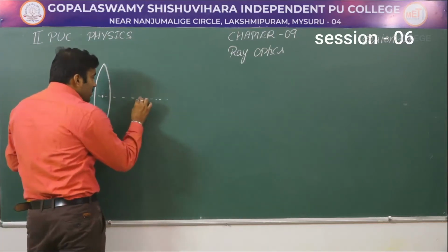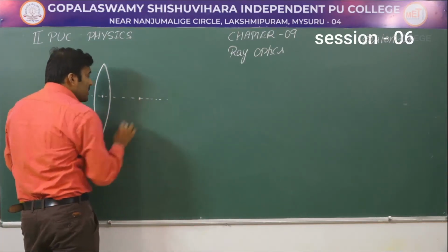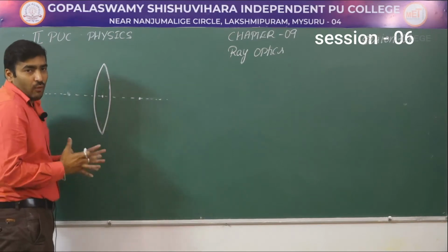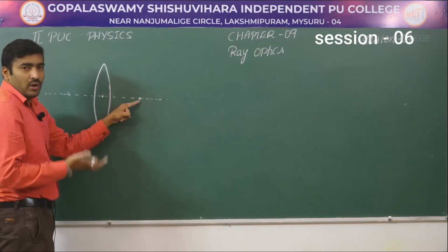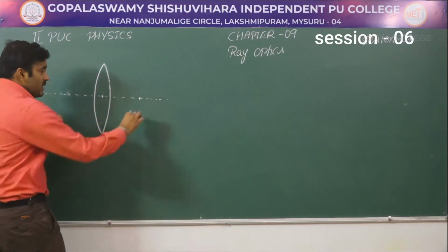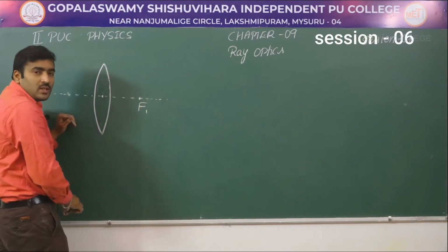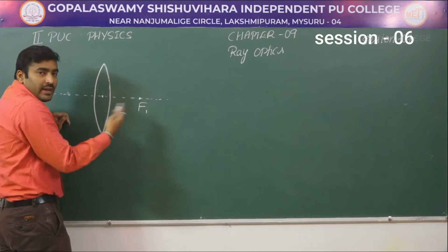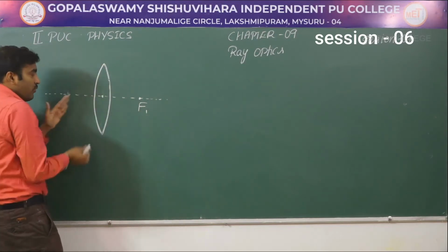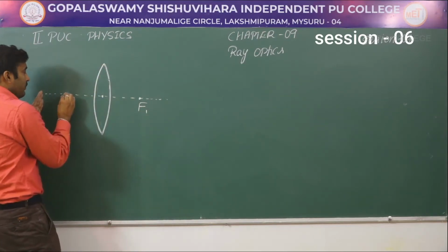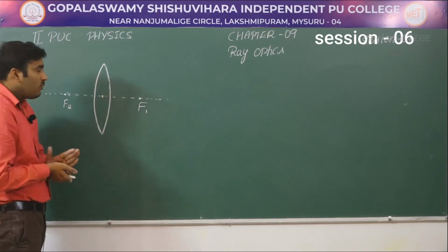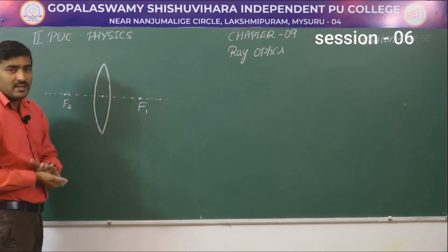Now this point is the first focal point, or focus. It's the first focus towards the right side of the lens. Let me say this is F1, the first focal point on the right side of the lens. Similarly, we have the focal point somewhere here. This is the focal point F2 for the lens on the left-hand side.